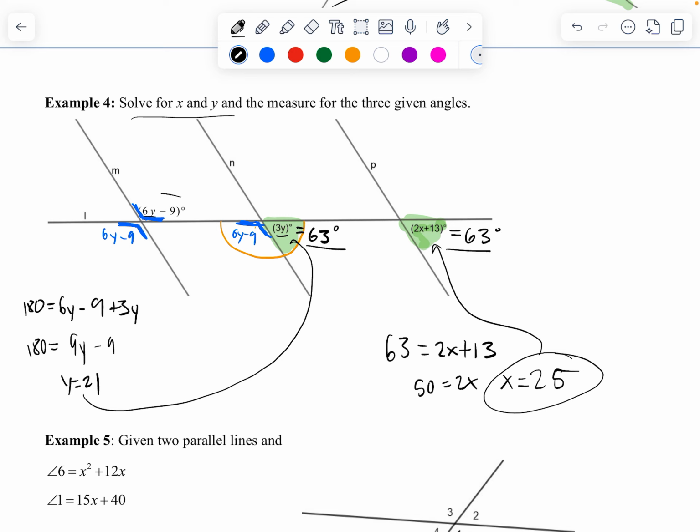Okay, and then to find the measure of our angle for our 6y minus 9, you know what y is? Plug it in. It looks like it's going to be 180, what is that, 117, I believe? So 180 minus 63, I'll double check that. Yes, 117 degrees. So there you are. There's the measure of the 3 angles as well as the solutions for x and y.